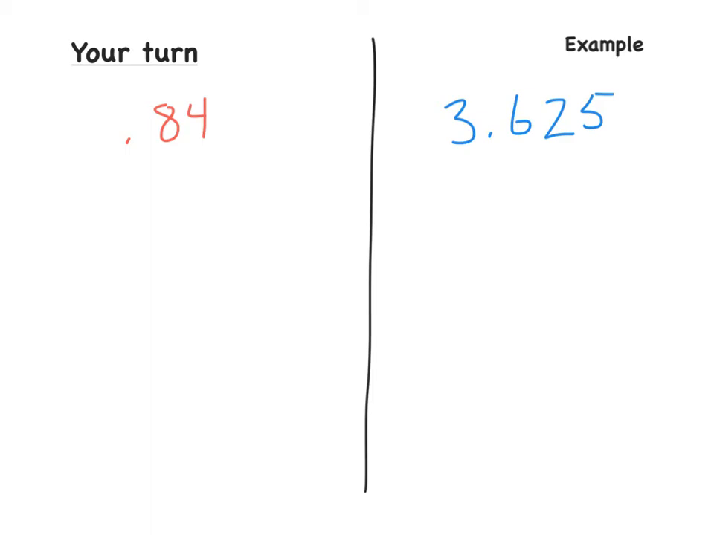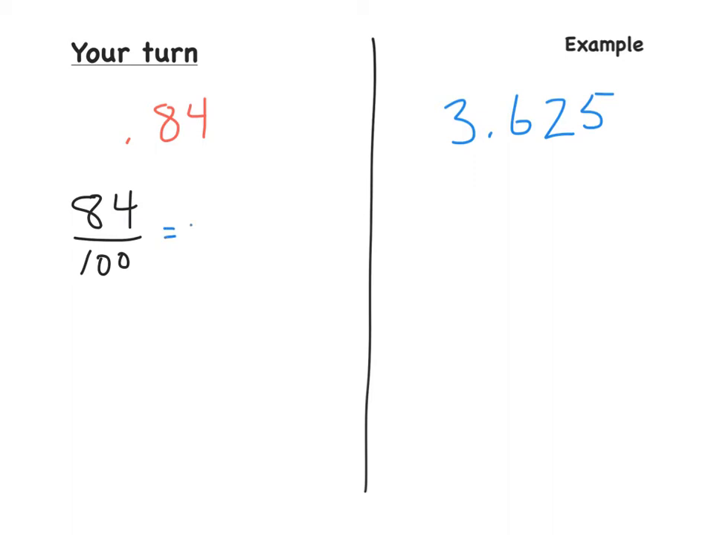0.84, or it can be read as 84 hundredths. So if we write this as a fraction, it would be 84 over 100. So we need to find the greatest common factor between 84 and 100, which it looks like we can divide both of them by 4.